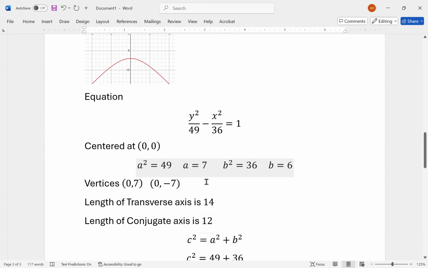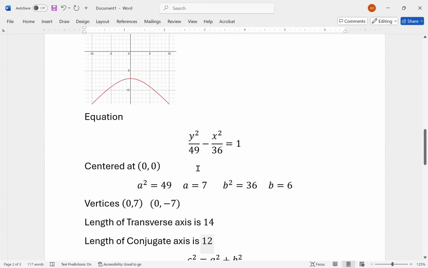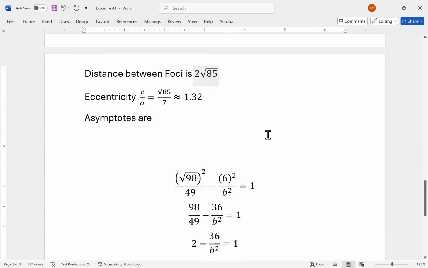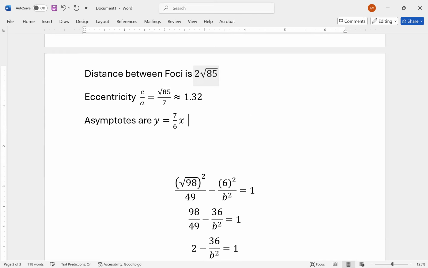Now, the last thing I'll do is look for asymptotes. Again, change in y over change in x is the way I think of it. So the number underneath the y is an a in this case. So we get 7 over 6 as the slope. The asymptote will be y is equal to 7 over 6 times x. The other asymptote will be y is equal to negative 7 over 6 times x.